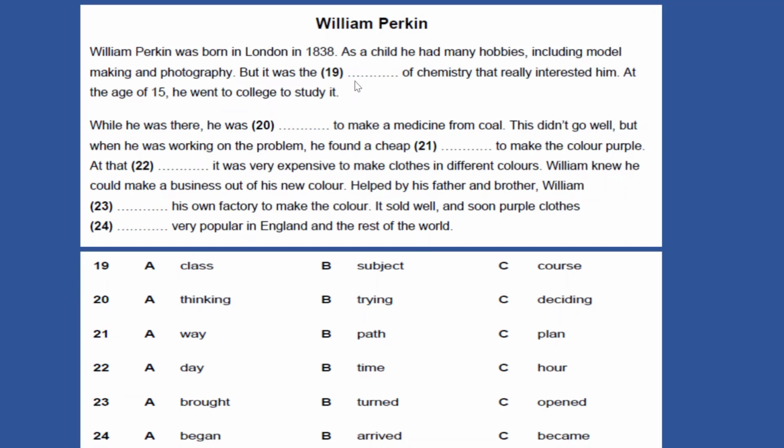For example, 19. If we read the text, William Perkin was born in London in 1838. As a child, he had many hobbies, including model making and photography. But it was the blank of chemistry that really interested him. The choice is class, subject, or course. So the answer is the subject. But it was the subject of chemistry that really interested him. And they are going to finish reading the text and choosing the right option for each blank.